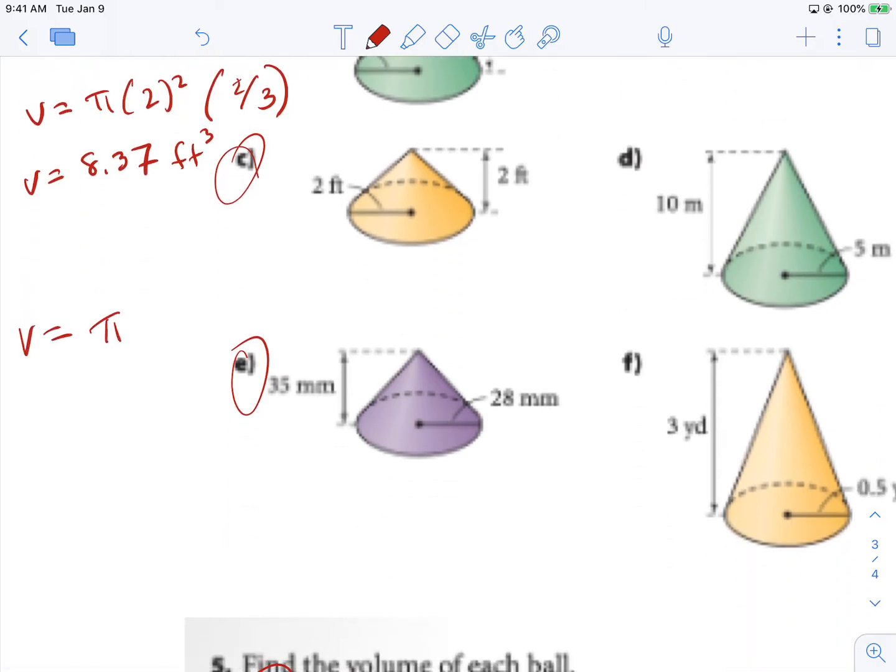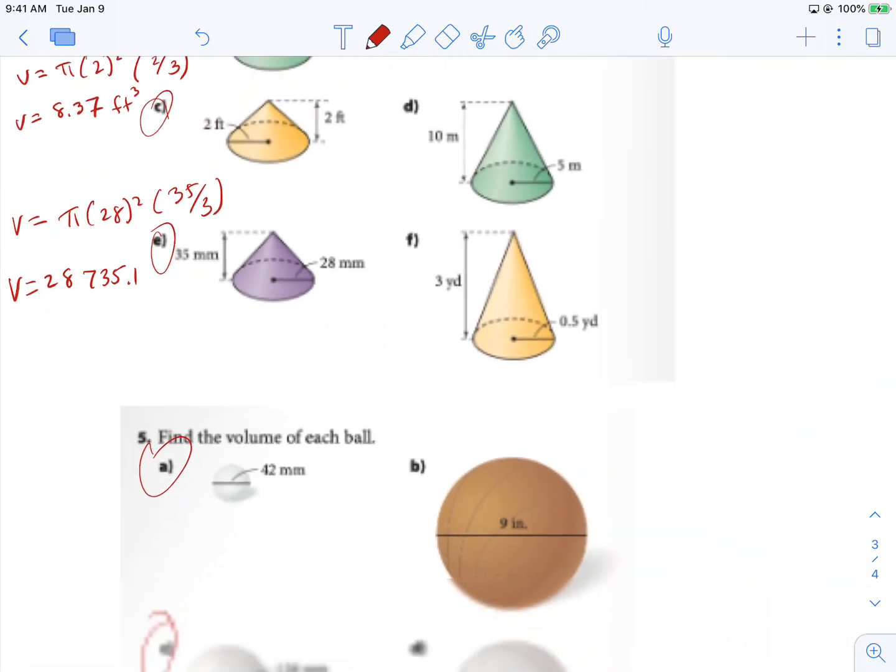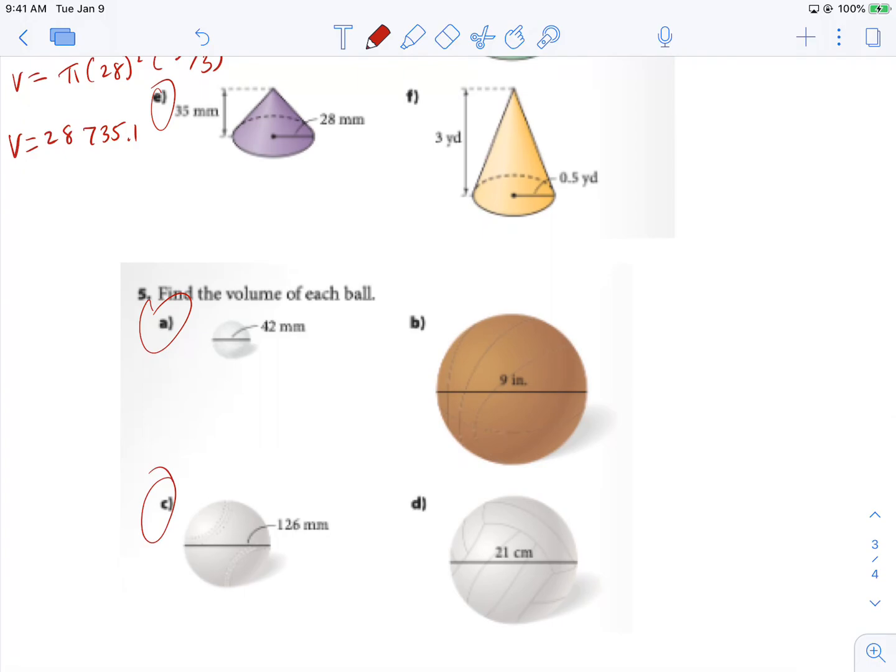Same thing, pi times r squared, so that's 28 squared times 35 over 3. So 28 squared times pi times 35 over 3, and we get a volume of 28,735.1.